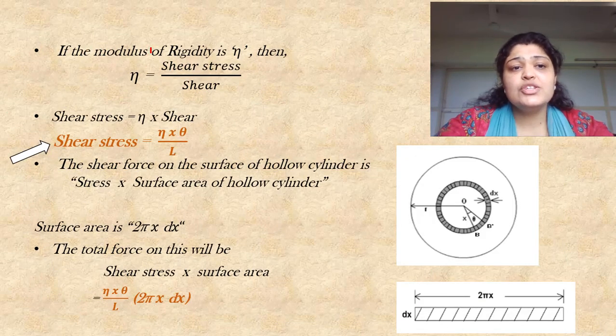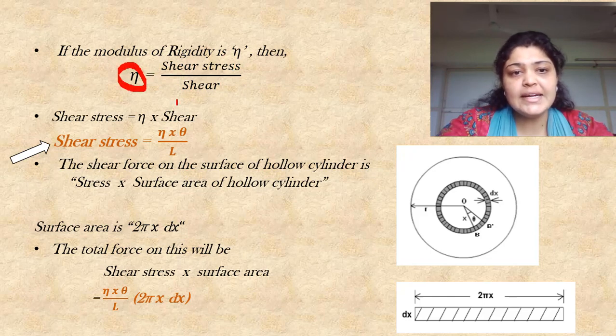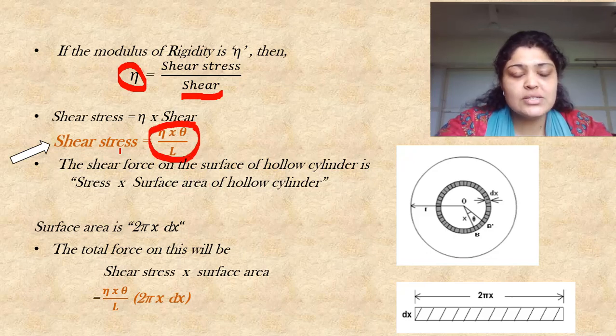Now this shear strain, we can find out what is the value of shear stress. We already know the modulus of rigidity is eta. We know what is the shear based on the above equation. So we can find out shear stress is equal to eta into shear. So the equation of shear stress will be eta into x theta by L. So this equation gives us the equation of shear stress.